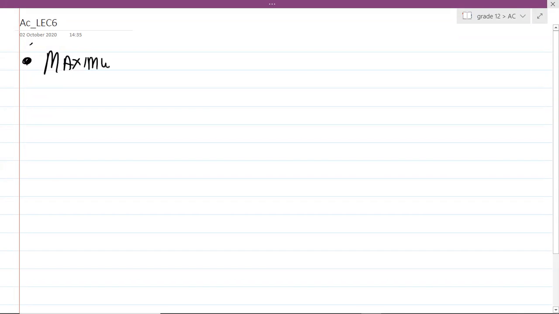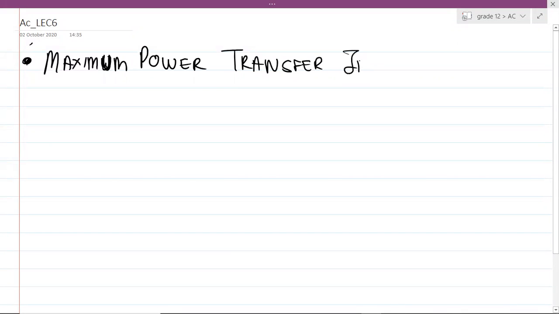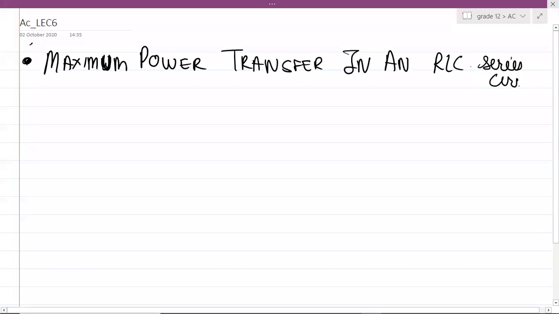Maximum power transfer in an RLC series circuit.